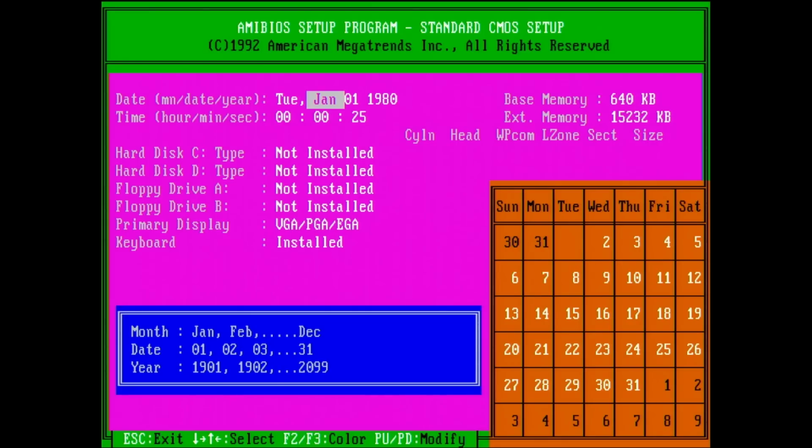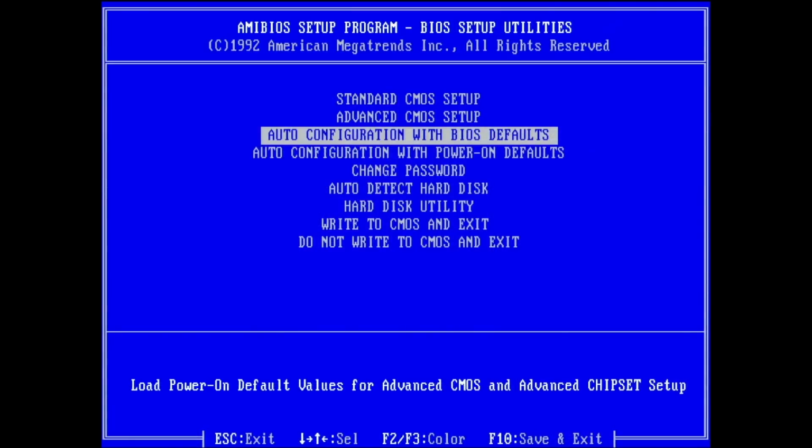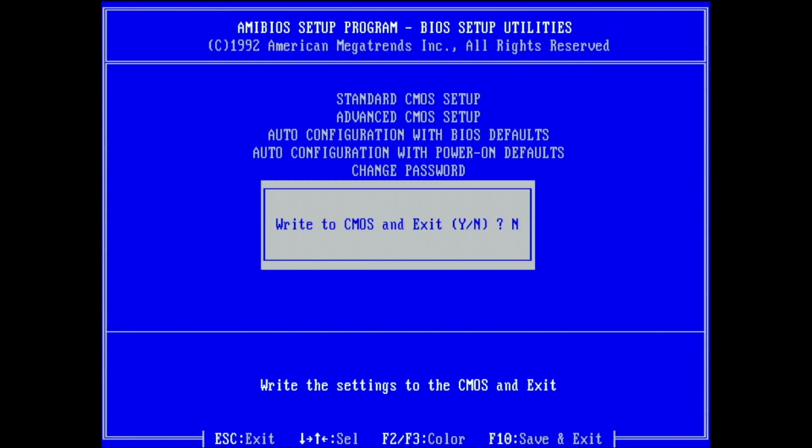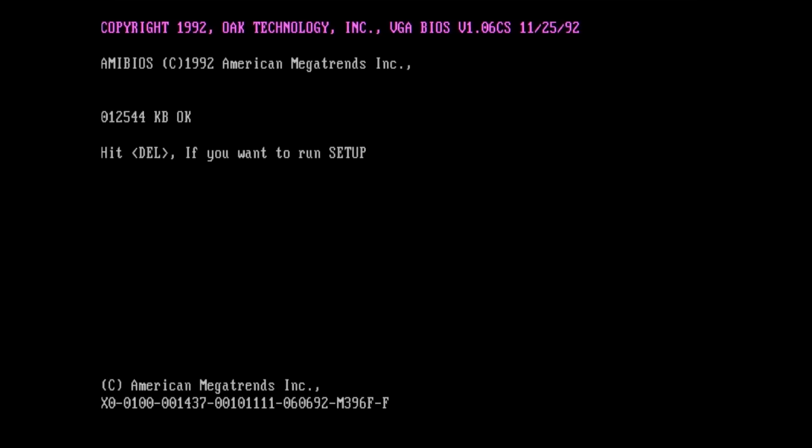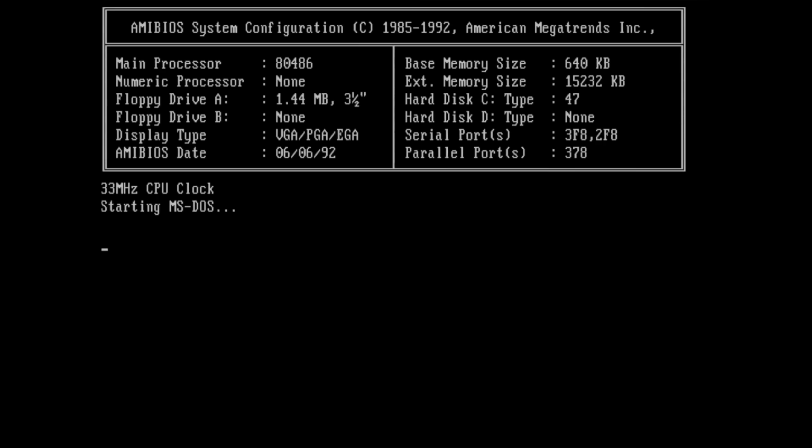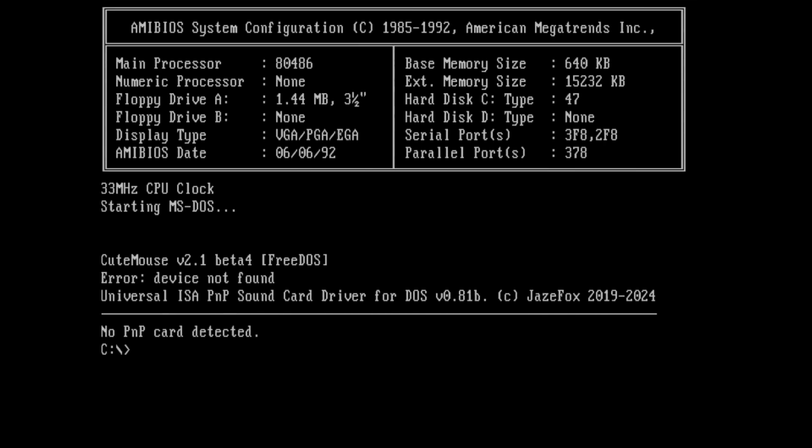Let's see. I will set up the BIOS. Let's go to check it and see if it detects any issues. Okay, everything is set up. Let's boot into DOS and see if we have solved the issue. So was it really just this hex inverter that was the issue? Let's see.